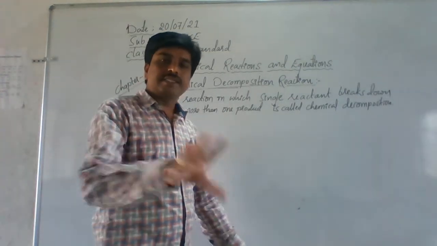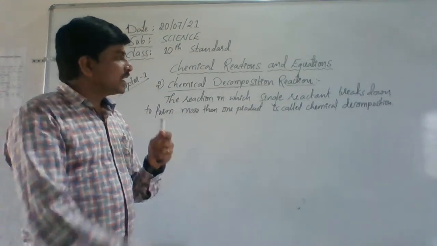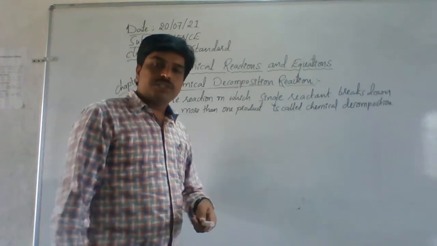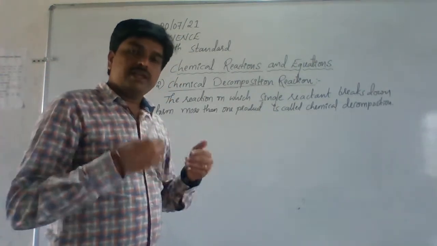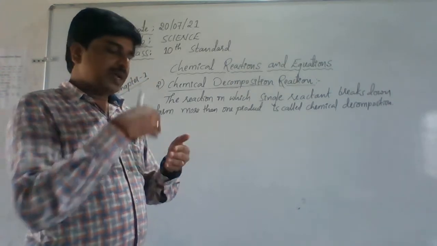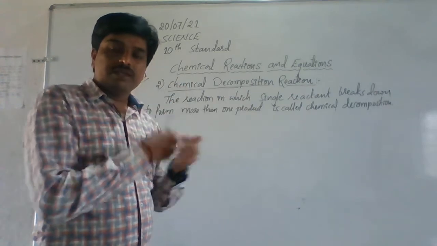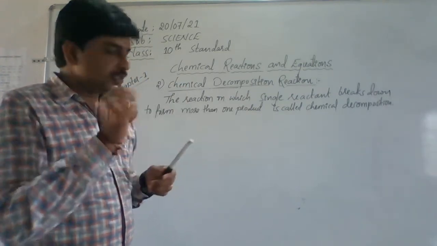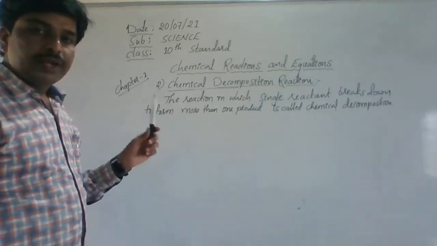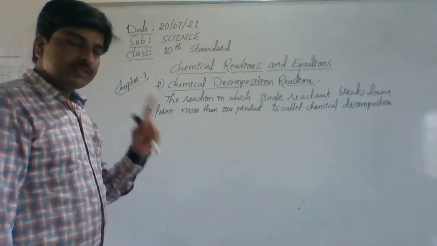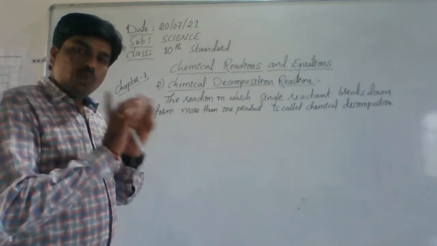After seeing all these examples, we can now say what exactly the chemical decomposition reaction means. Okay students, what happened? When we are heating the single reactant, that breaks down to form more than one product. Hence we call it chemical decomposition reaction. See, the definition says that the reaction in which a single reactant breaks down to form more than one product.